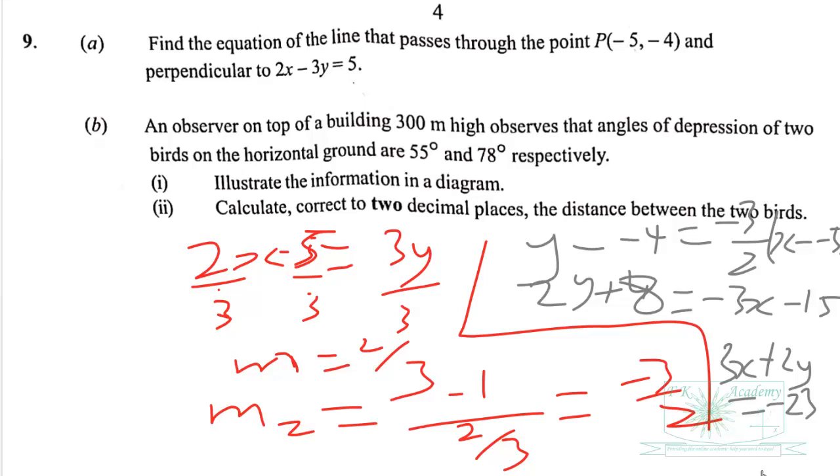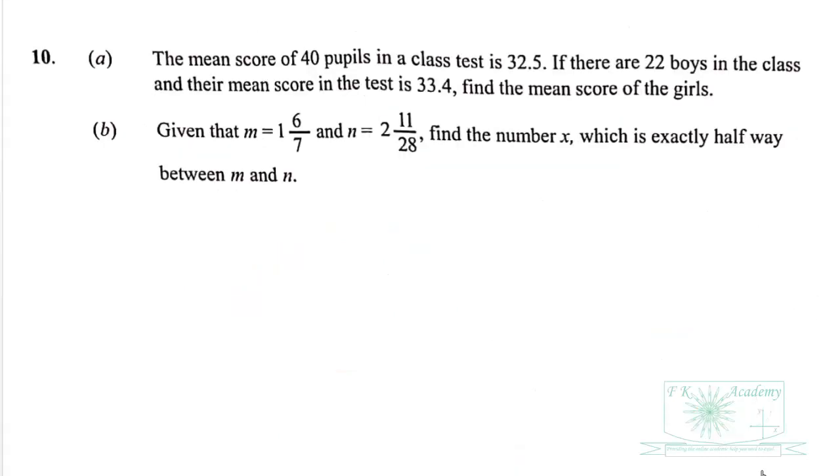That's the distance between the two beds to 2 decimal places. Alright, so let's look at question number 10. The mean score of 50 pupils in a class test is 32.5. If there are 22 boys in the class and their mean score in the test is 33.4, find the mean score of the girls.